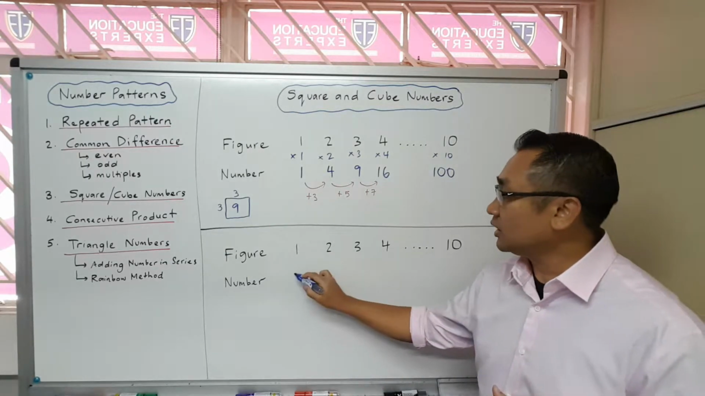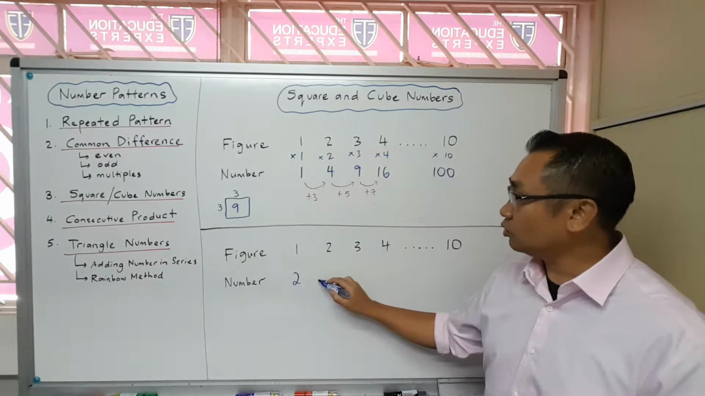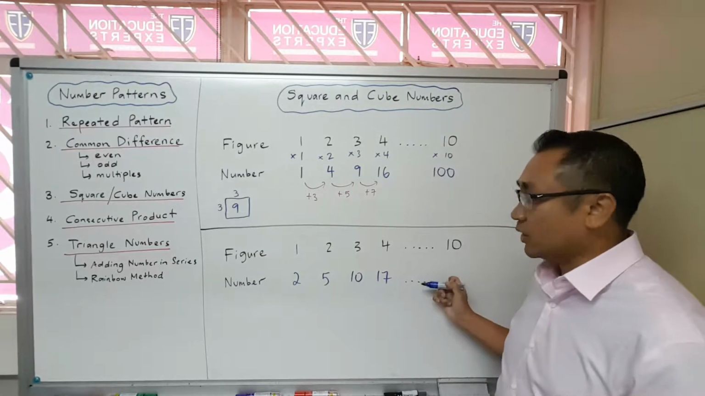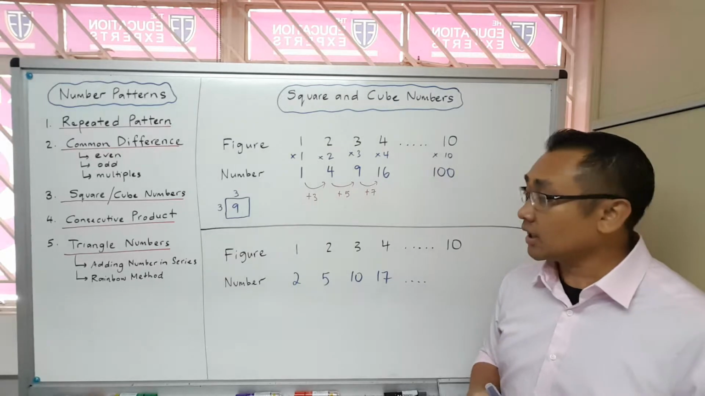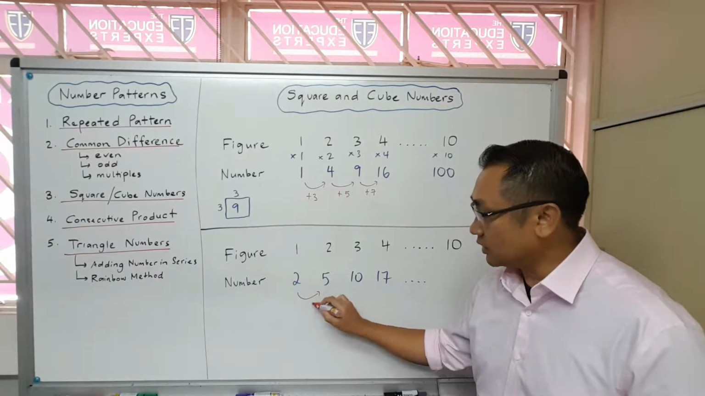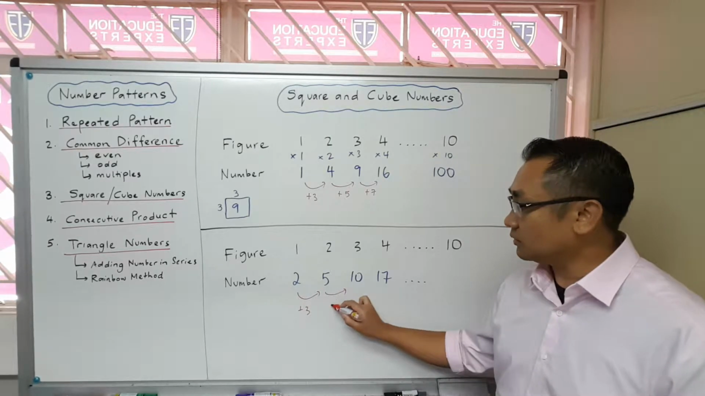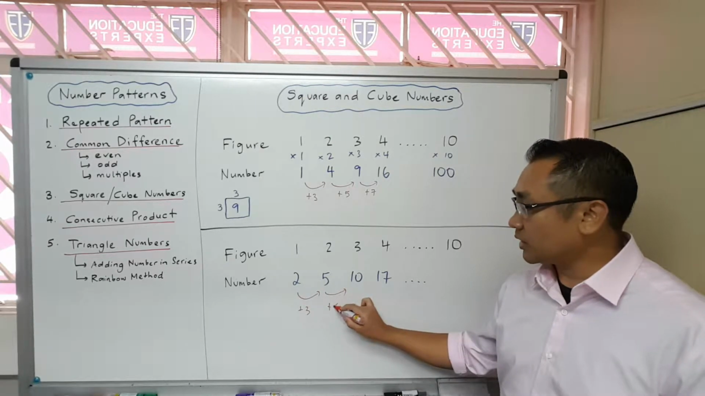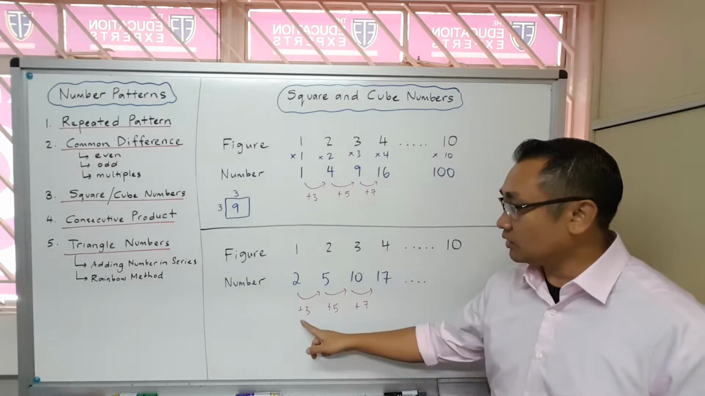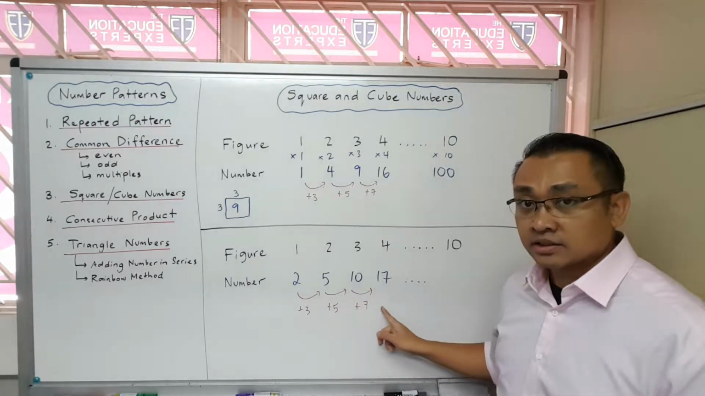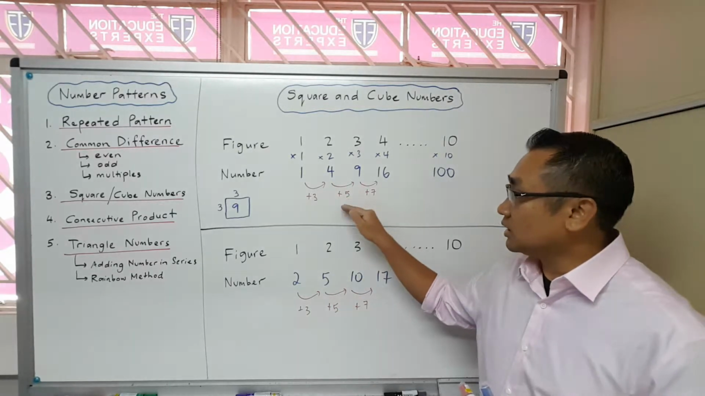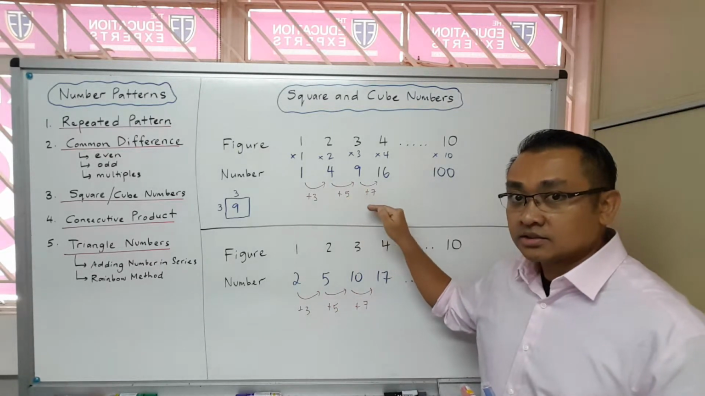For example, what happens if you get 2, 5, 10 and 17? What will be pattern number 10? If you try to look for a common difference, there is no common difference. 2 plus 3 is 5, 5 plus 5 is 10, 10 plus 7 is 17. So again, you will get increasing odd numbers. When you get increasing odd numbers, you should be reminded that it is a square pattern.